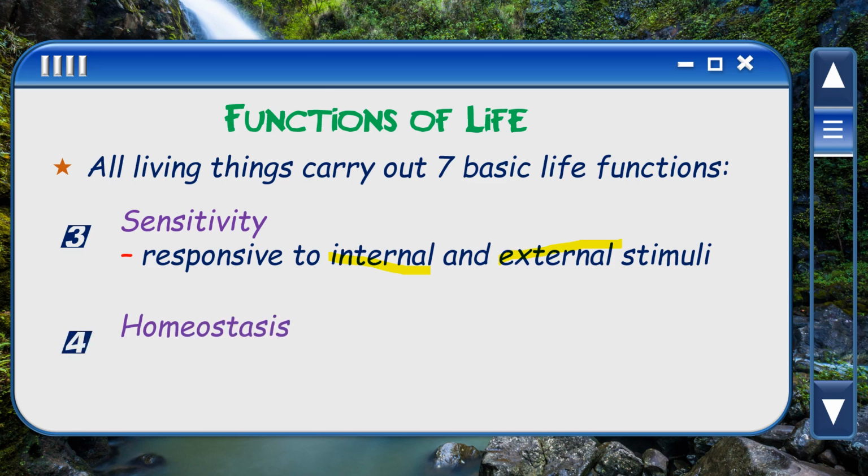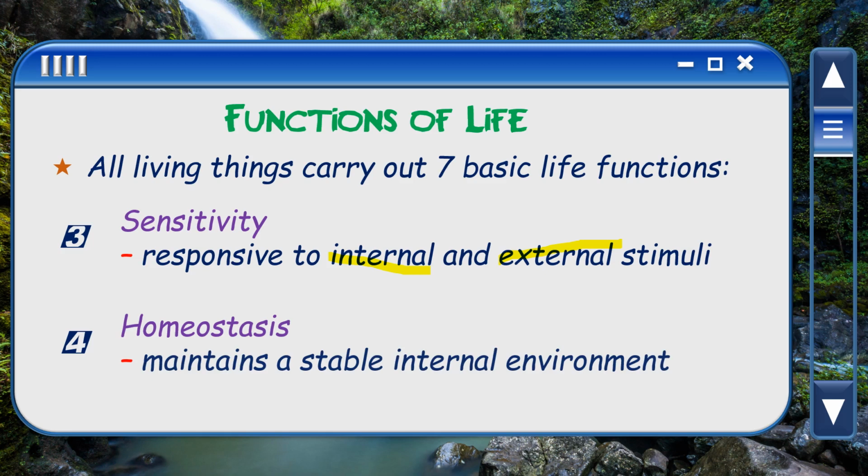We have homeostasis. Now, homeostasis is the maintenance of a stable internal environment. You keep the internal environment stable. It can be in terms of pH, concentration, or temperature. If those are maintained at a stable state, that is a life function, and it is homeostasis.